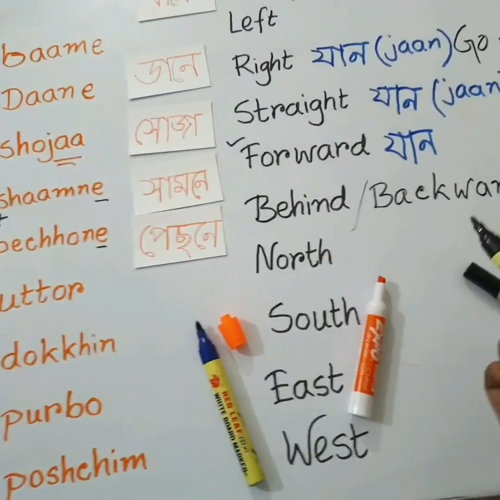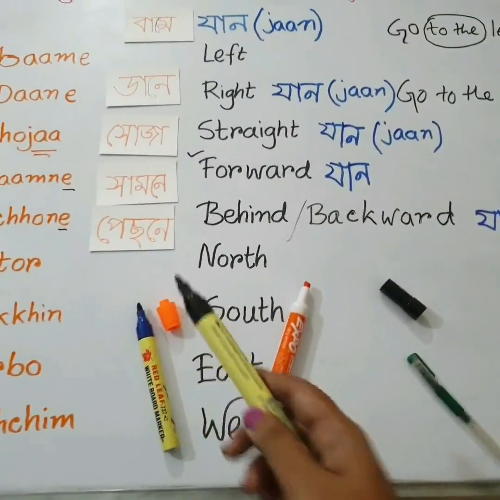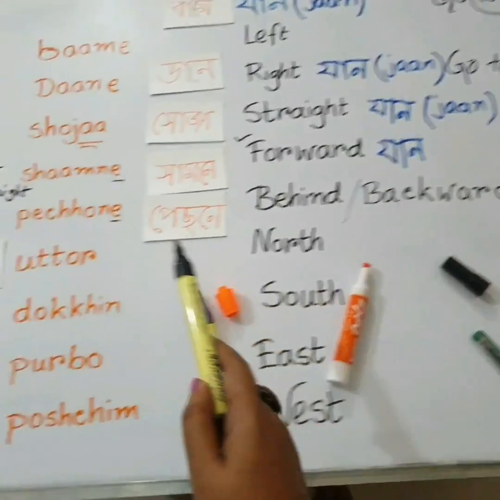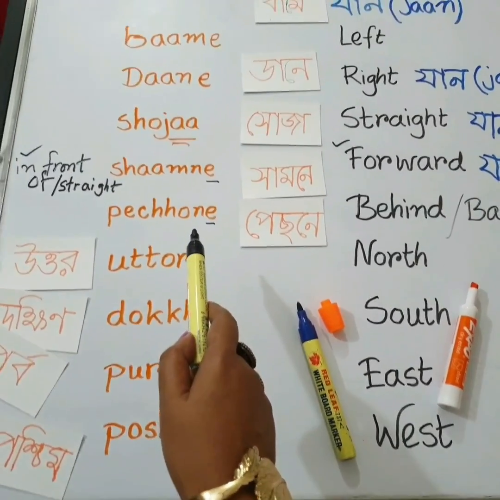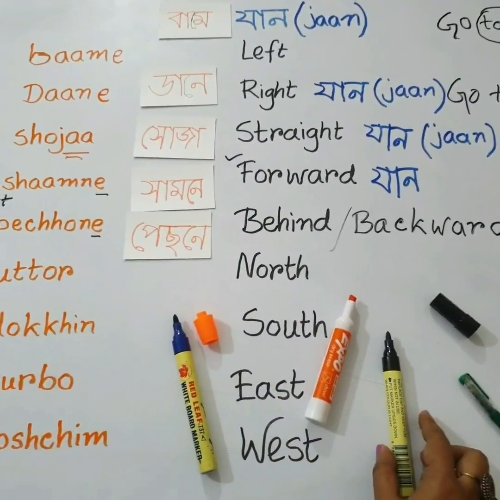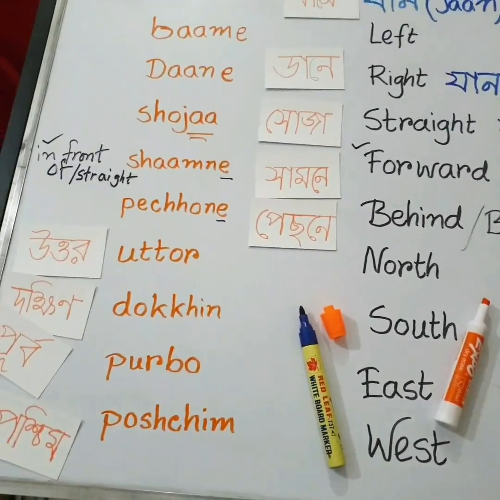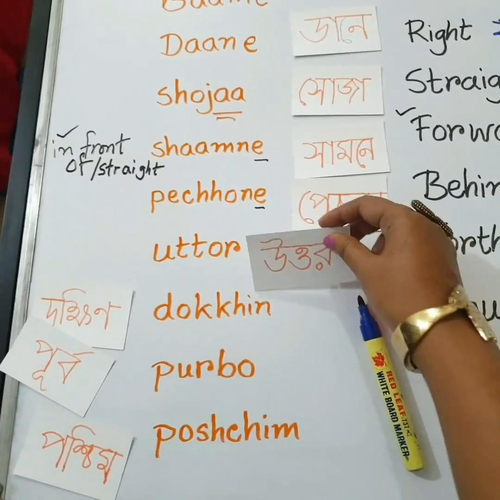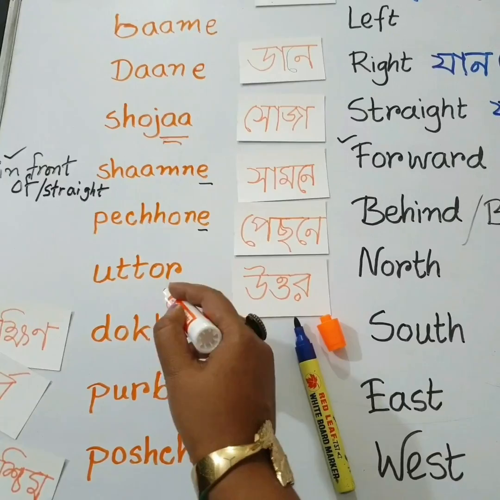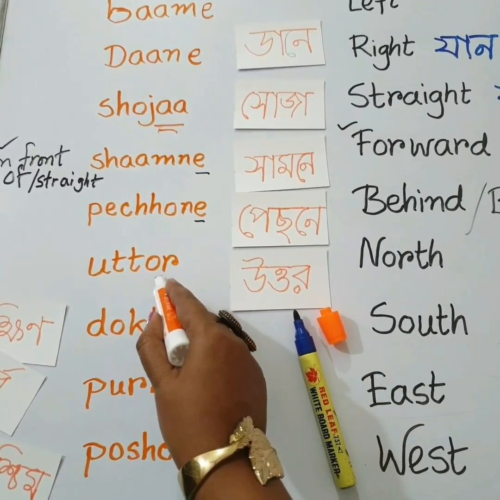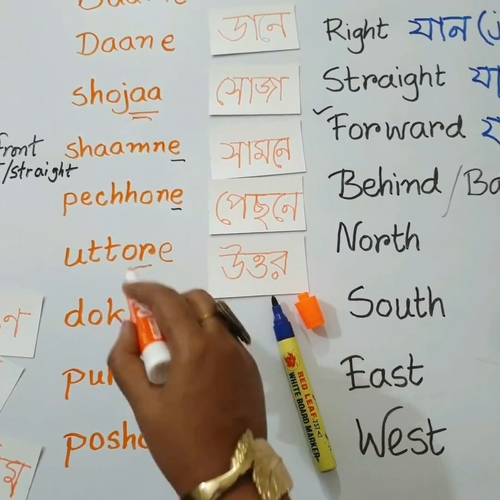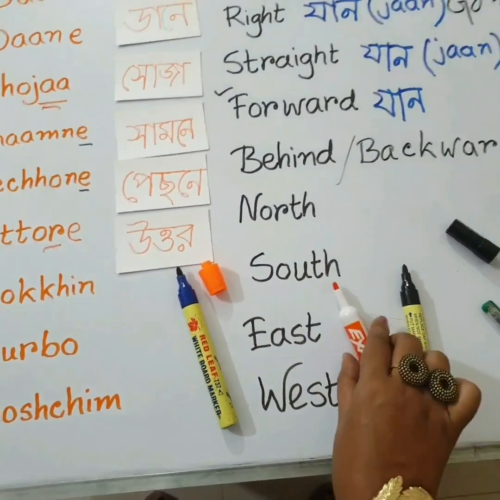Pechone is always behind and backward, and to ask someone to go backward, we will just say pechone jan, and it already has the A ending with it. Then uttor means north. If we want anyone to go to the north, how will we do that? I think you already know it, right? It is a closed one, right? It ends with a consonant. That means we will add this A, uttore, right?